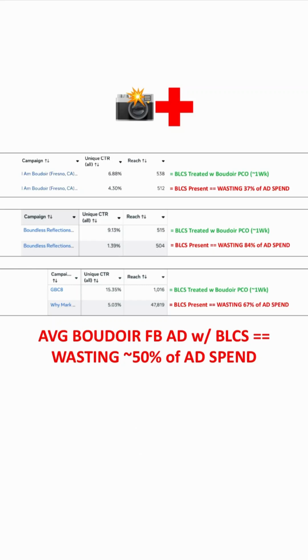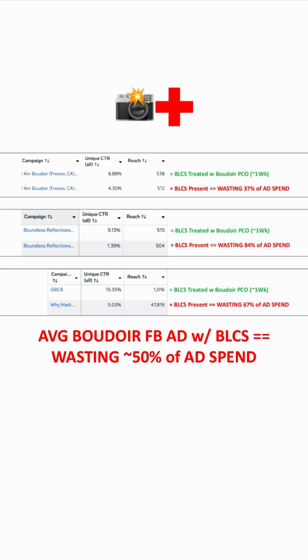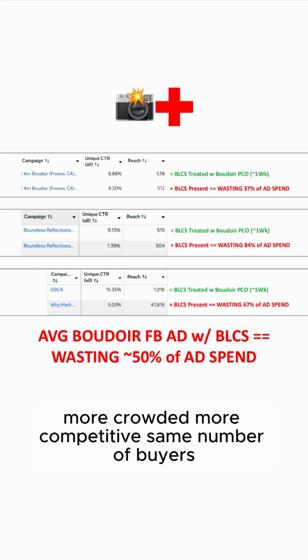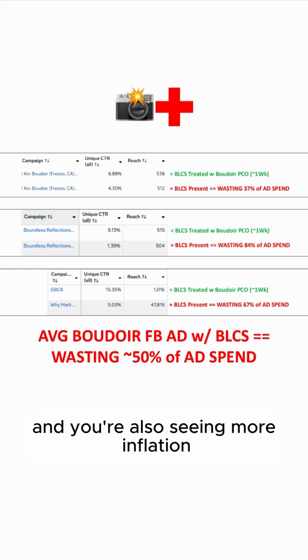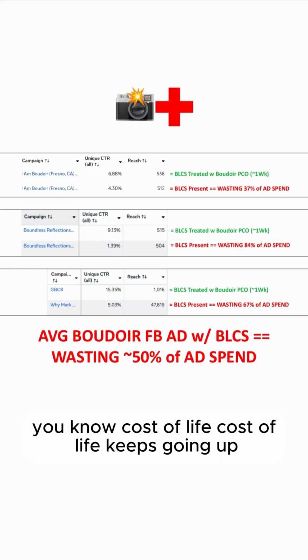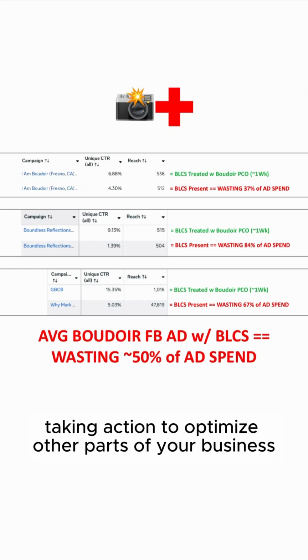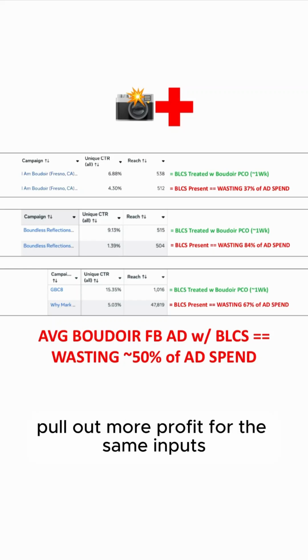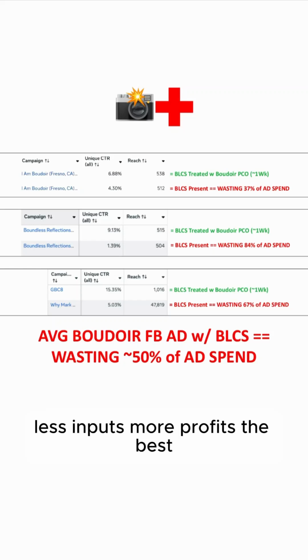So you're seeing that the marketplace is getting more crowded, more competitive, same number of buyers, but more sellers, so harder to stand out. And you're also seeing more inflation, cost of life keeps going up. And as that keeps going up, you've already been taking action to optimize other parts of your business, pull out more profit for the same inputs, or even better, less inputs, more profits, the best.